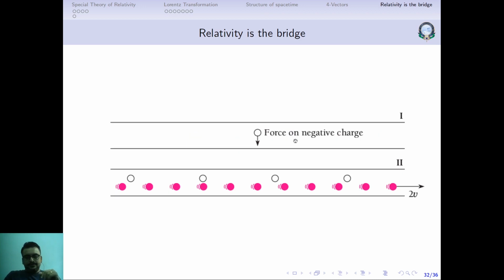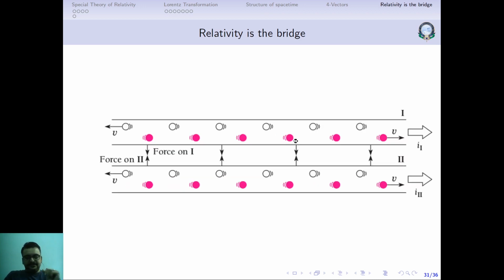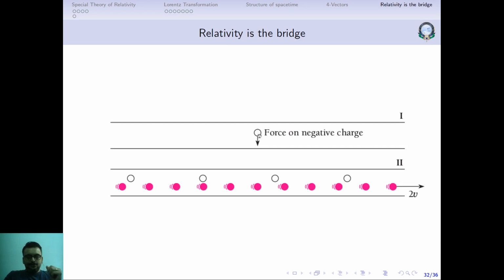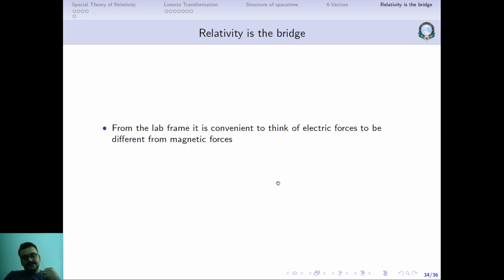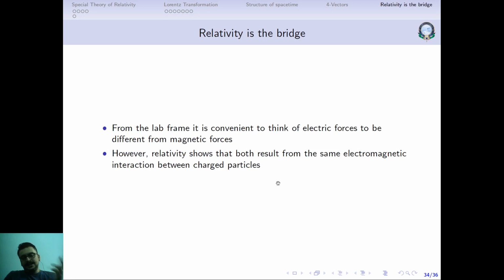This is the lab frame, an inertial frame. But when I go from the lab frame to the charge frame, which is also an inertial frame, I find there are more positive charges than negative charges. Does this mean that electric charge is not invariant? The answer is no. Electric charge is still going to be invariant.